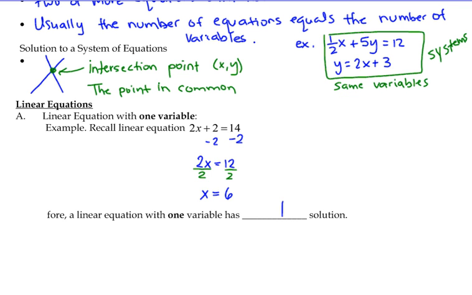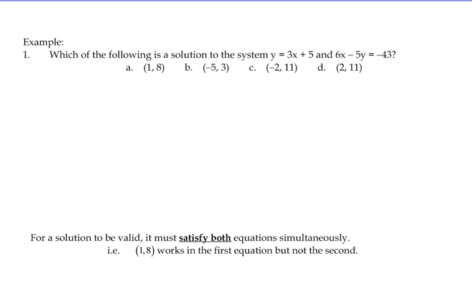All right. You do not have this one. Take that out.